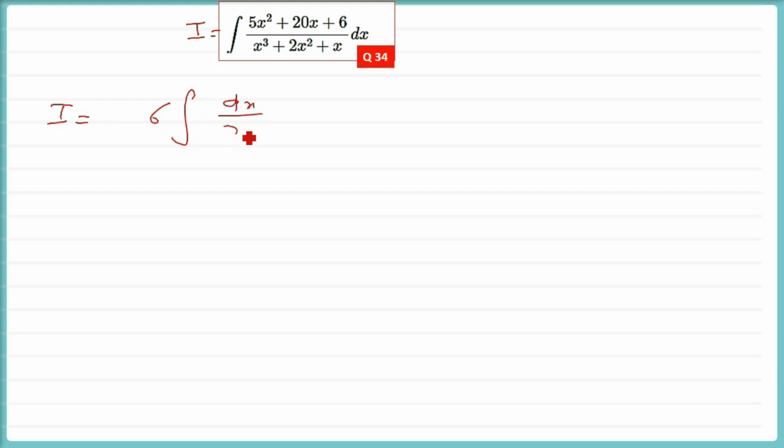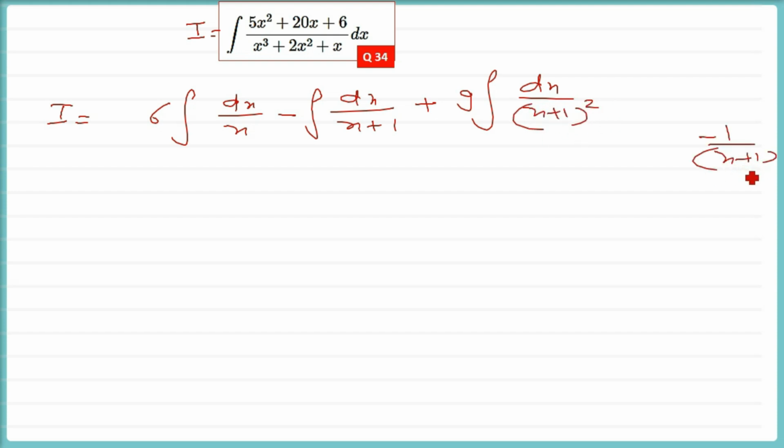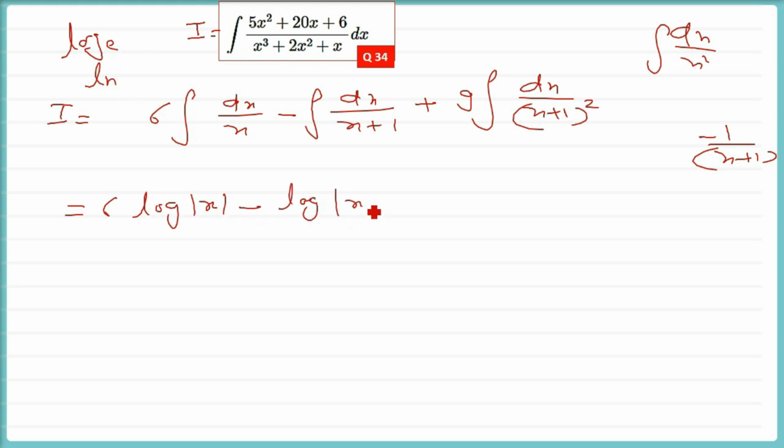6 integration of dx by x, negative 1 was there, so minus dx by x plus 1, and then c came to be 9, so 9 integration of dx by x plus 1 whole square. Integration of x plus 1 whole square in the denominator is negative 1 by x plus 1, which we have done in question number 27 or the earlier question. It's just done with the integration of dx by x square form. So 6 log modulus of x, log base e, you can call it ln. So 6 log x minus log modulus of x plus 1, and then we have a negative 9 and x plus 1 whole square integrated, which will form negative 1 by x plus 1, which we have already written.